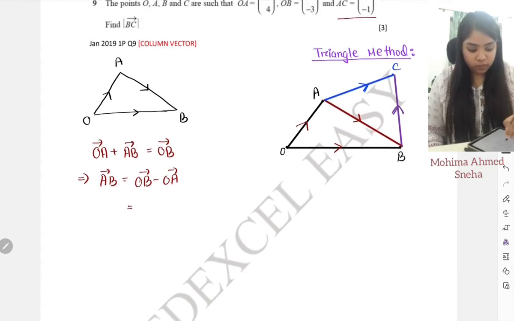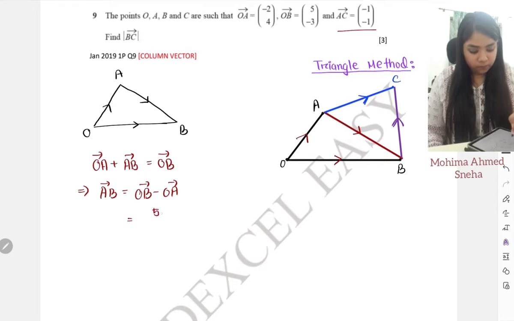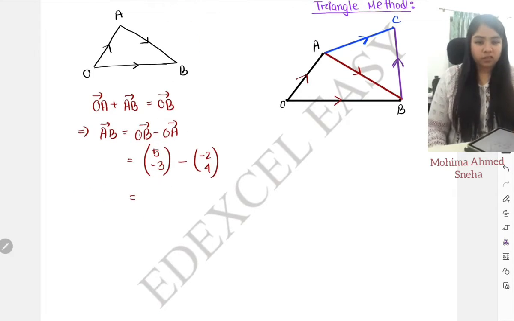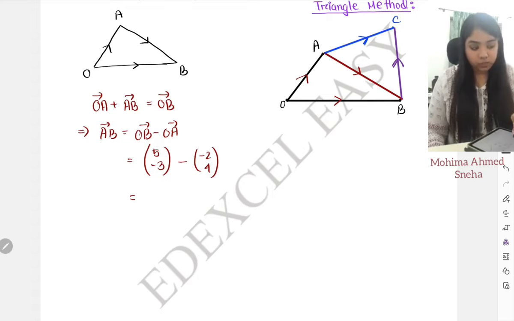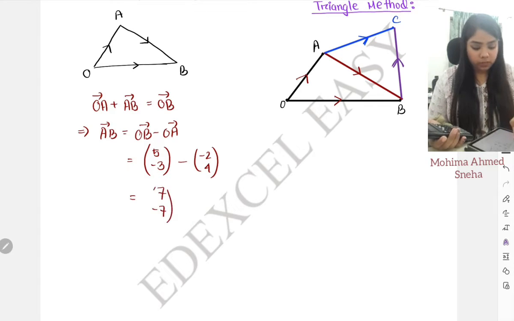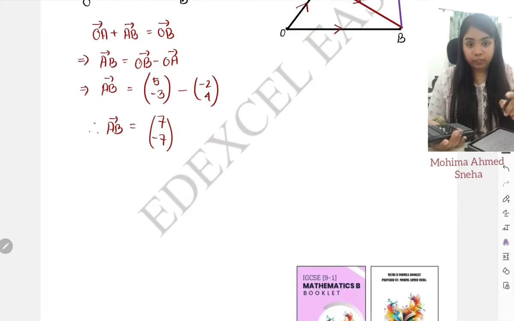So you get, now again do the simple calculation: 5 minus minus 2 is 7, right? Positive 7, and for minus 3 minus 4 you are going to get negative 7. So this is the final vector for AB. Now using this AB you can find out that BC vector, right?